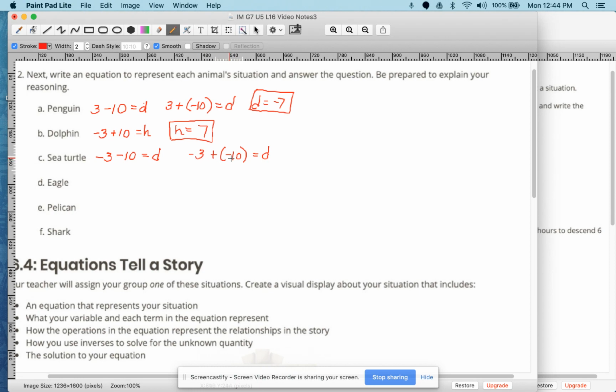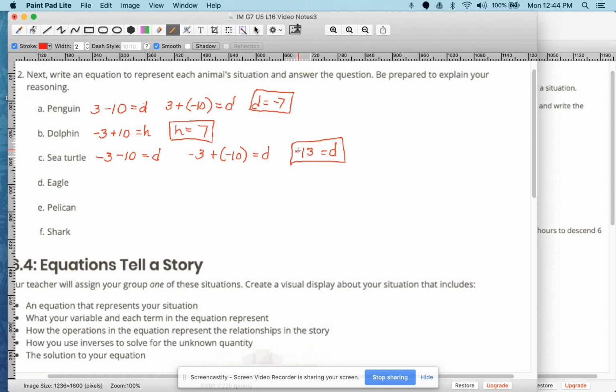Well, I have two numbers that I'm adding together and they have the same sign. So I just add 3 plus 10, which is 13. And I know that they keep the same sign, and that will be -13 equals his depth.